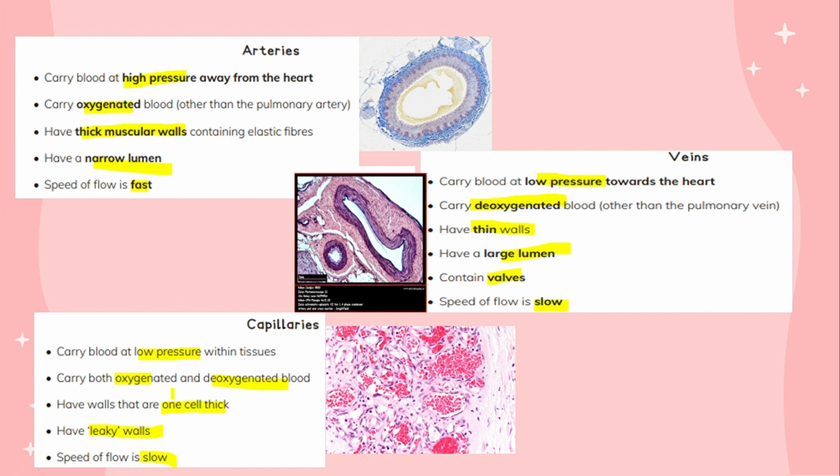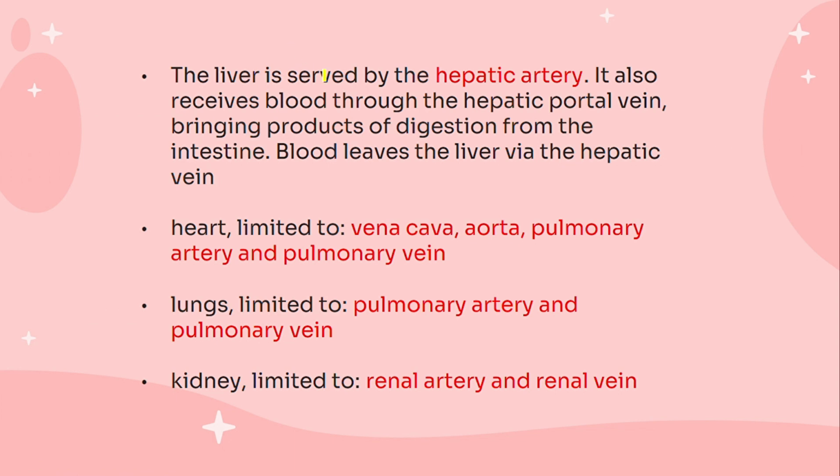Okay. Going on, the liver is served by the hepatic artery. You need to memorize that. It also receives blood through the hepatic portal vein, bringing products of digestion from the intestine. Blood leaves the liver via the hepatic vein.